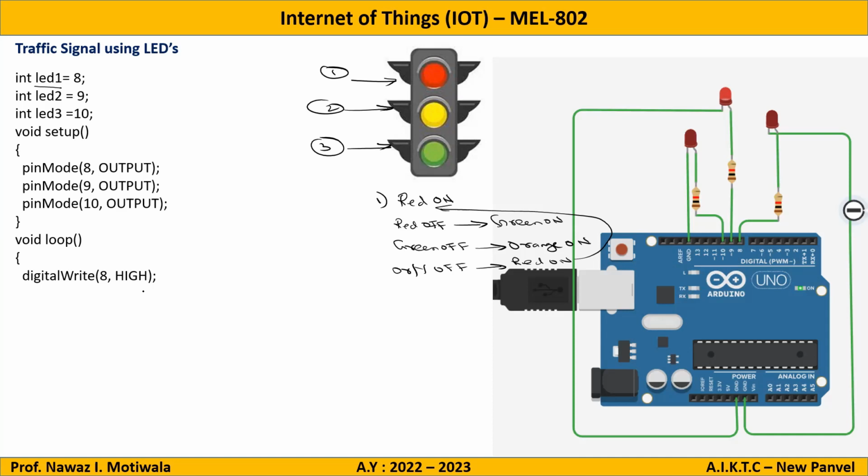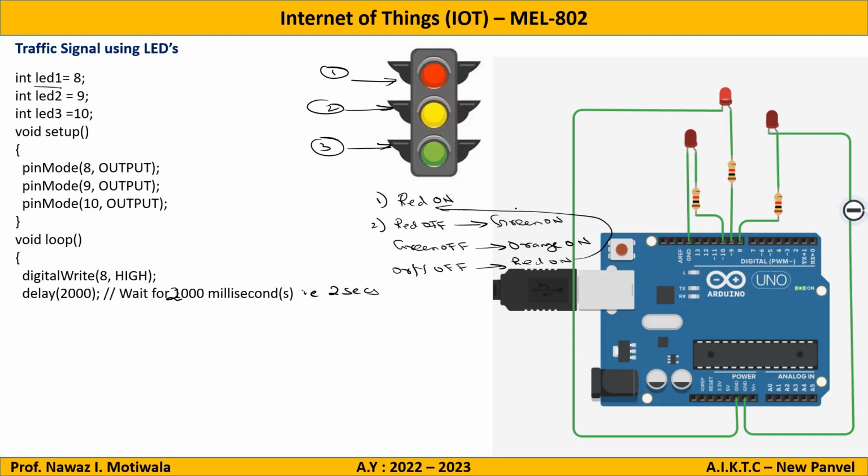Now by writing this command, your red LED will glow, or it will be kept on. Let us say I want to keep it on for some seconds. So I will write here delay(2000). This will wait for 2000 milliseconds, that is 2 seconds. So for 2 seconds your red light will be on. Now I have to go for the second sequence. In the second sequence, I have to make red off, and at the same time I have to make green on.